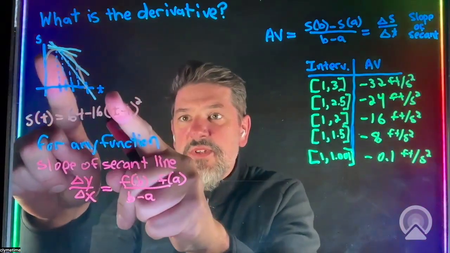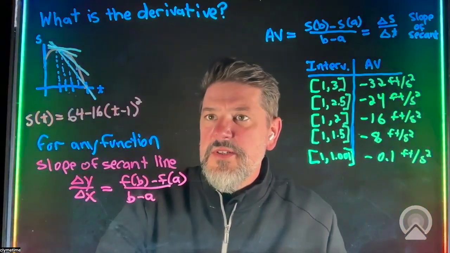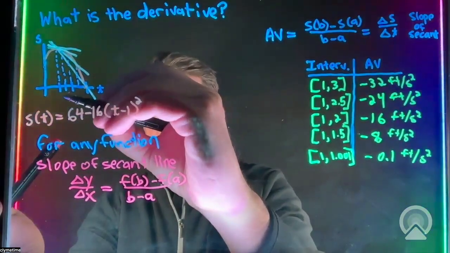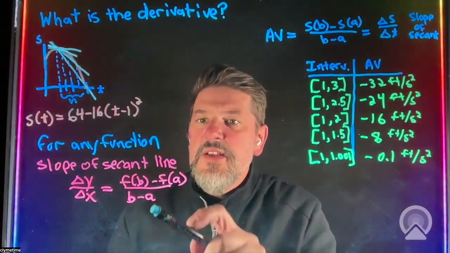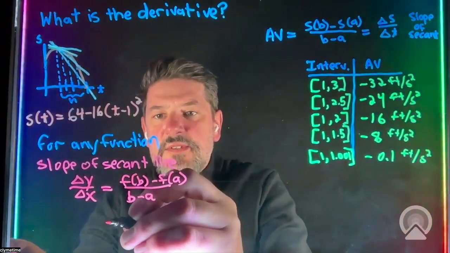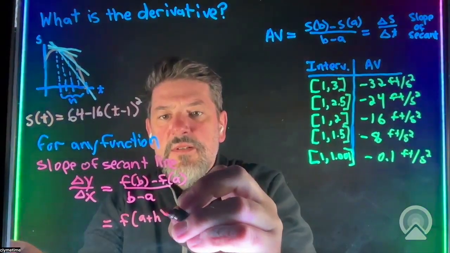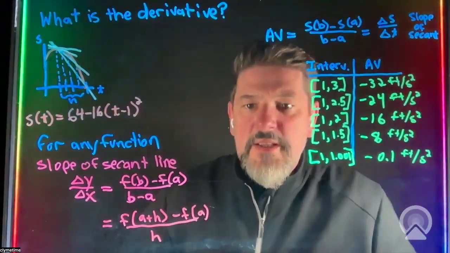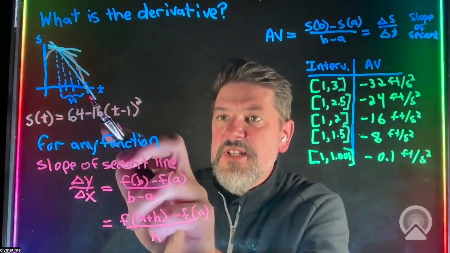We need to take these points and move them closer and closer together until eventually they come together. So the way we're going to do that is we're going to identify this distance right here, from here to here, as h. All right, so that's h. And so that means while this is true here, we can also say that this is equal to f of a plus h minus f of a, all over h. Because b is just going to be whatever a is plus h.